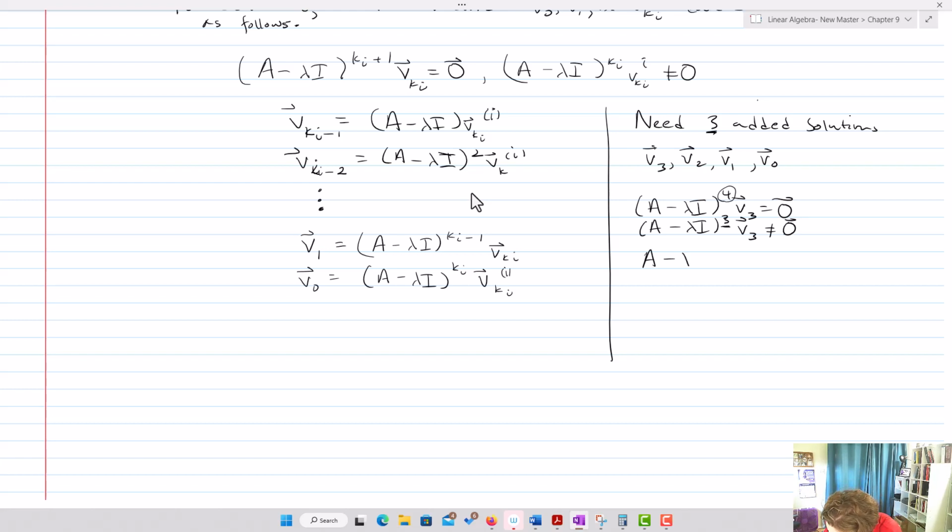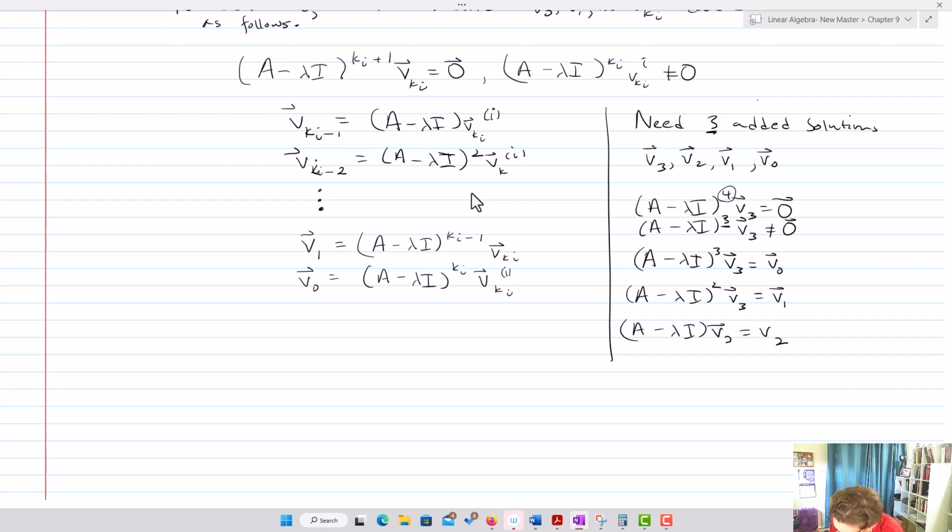Then (A minus lambda I) cubed V3 is going to equal V0. (A minus lambda I) squared V3 is going to equal V1, and (A minus lambda I) V3 is going to equal V2. And that's how we're going to go out to find V0, V1, V2.